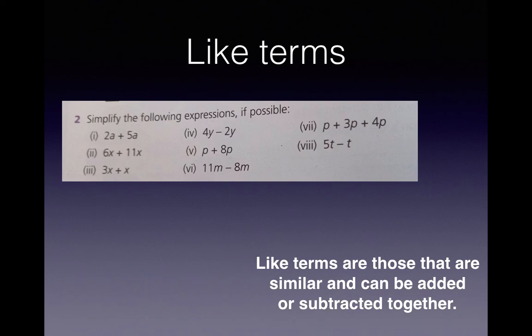submarines. Number 5, 1 peach and 8 peaches. I've got 9 peaches, so 9p. 6, 3m. 7, 8p. And 8, 4t. Okay, if you didn't get them, go back, try them again, and listen to the video once more.